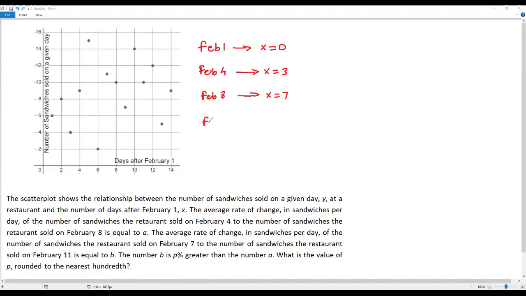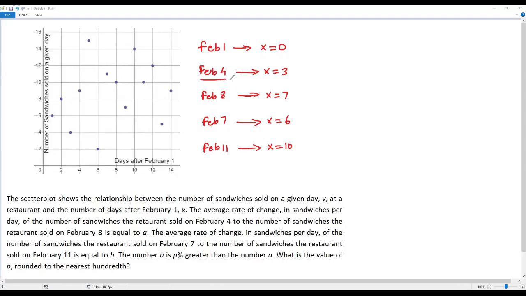Now let me consider February 7. February 7 will be 6 days after February 1, so we have X equals 6. Let me consider February 11. We'll have February 11 after 10 days of February 1, so we have X equals 10. X equals 0 is the origin over here in the XY plane. So here we have February 1.